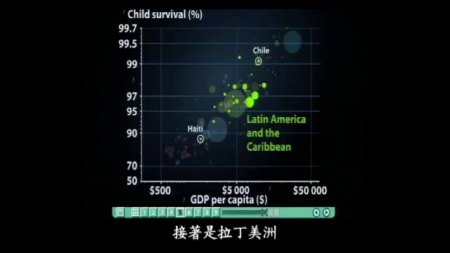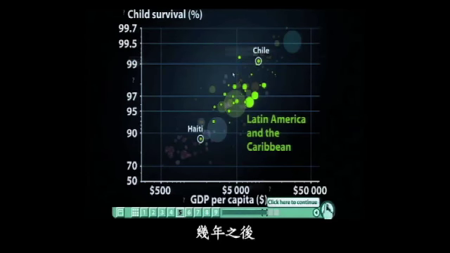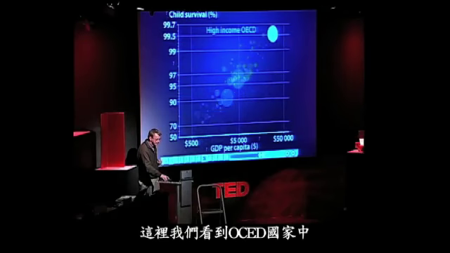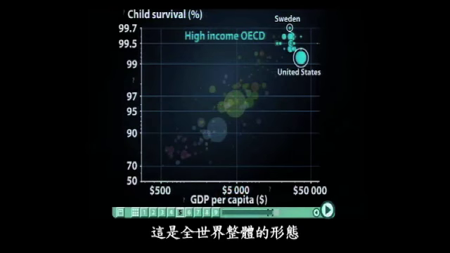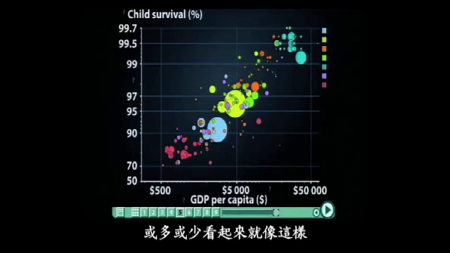And there is Latin America. Today we don't have to go to Cuba to find a healthy country in Latin America. Chile will have a lower child mortality than Cuba within some few years from now. And here we have high-income countries in OECD, and we get the whole pattern here of the world, which is more or less like this.